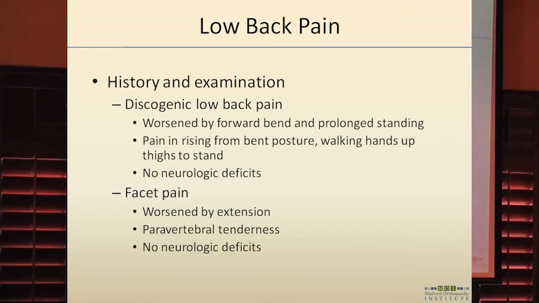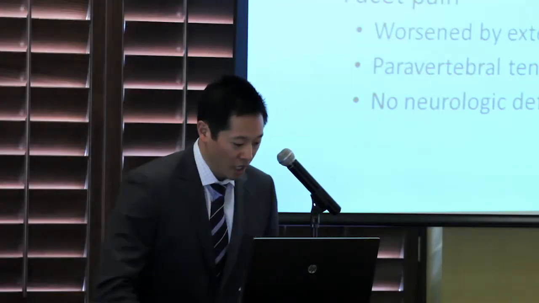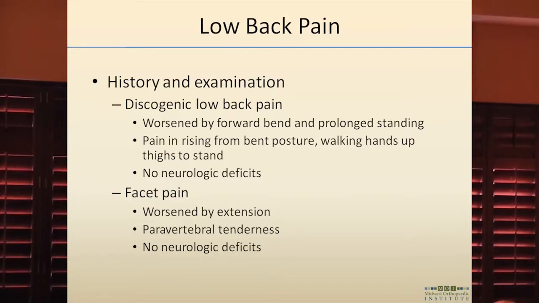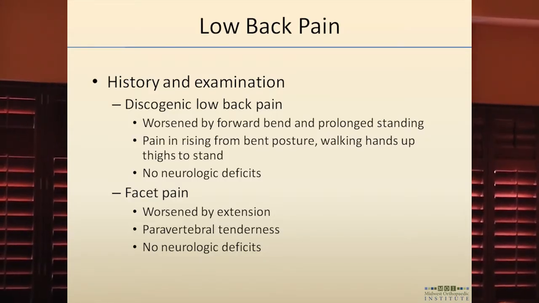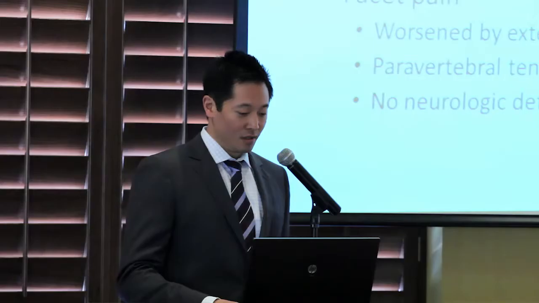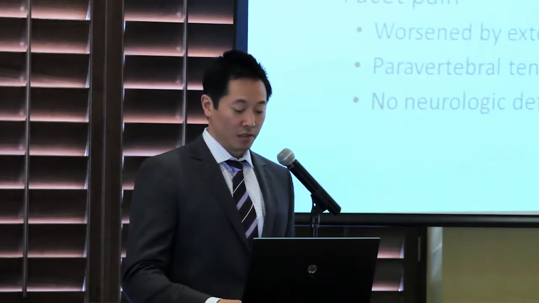So what's the history typically show? Classically speaking, pain that comes from the disc, so low back pain that we believe is coming from the disc, is classically worsened by forward flexion or prolonged standing. Patients often complain of pain in rising from a bent posture, so patients will bend over and they'll walk their hands up their thighs to stand up straight again, and of course have no neurologic deficits. Facet pain is typically worsened by extension, and you may have some tenderness posteriorly. This is classic, but really not scientific in any way. It just sort of makes logical sense.